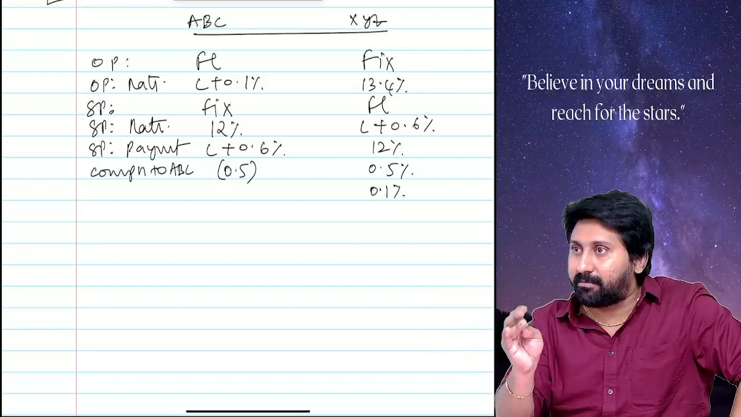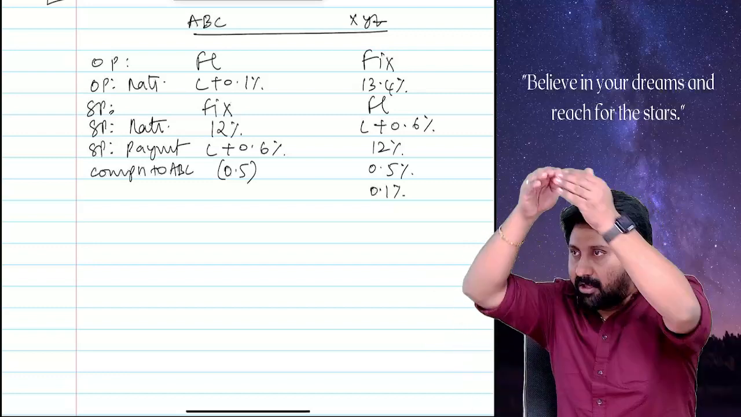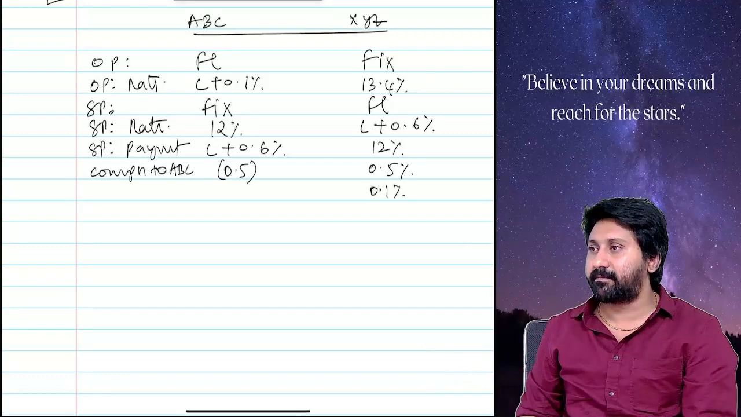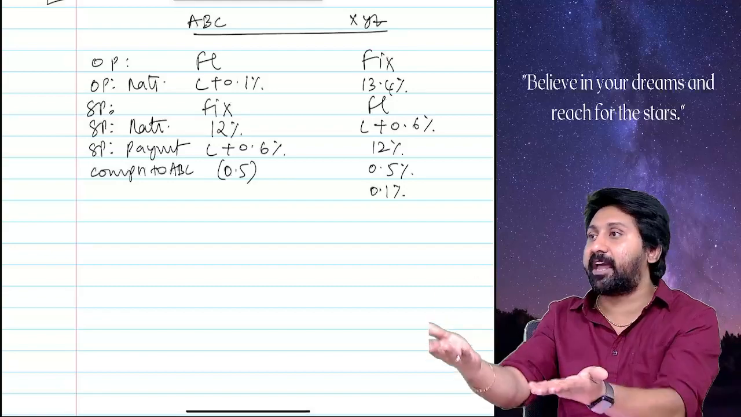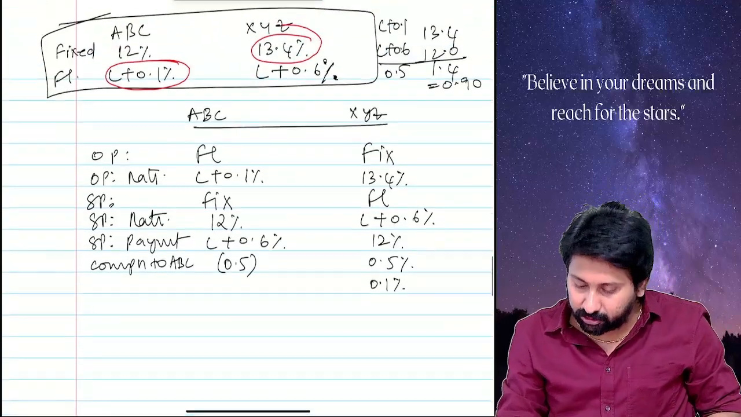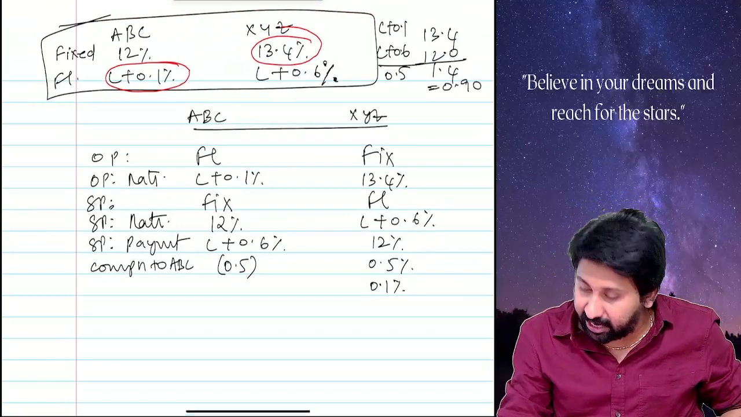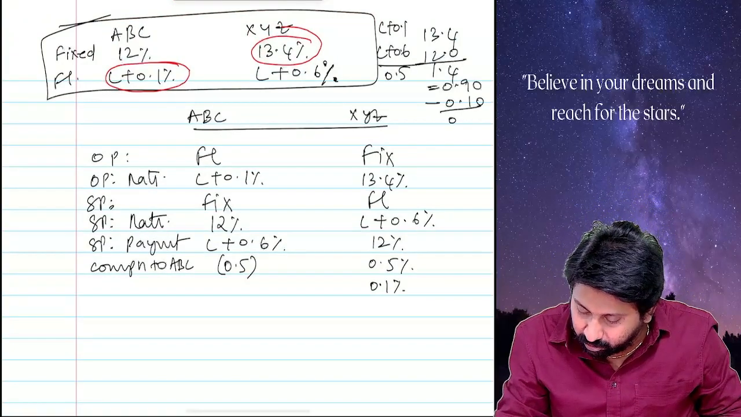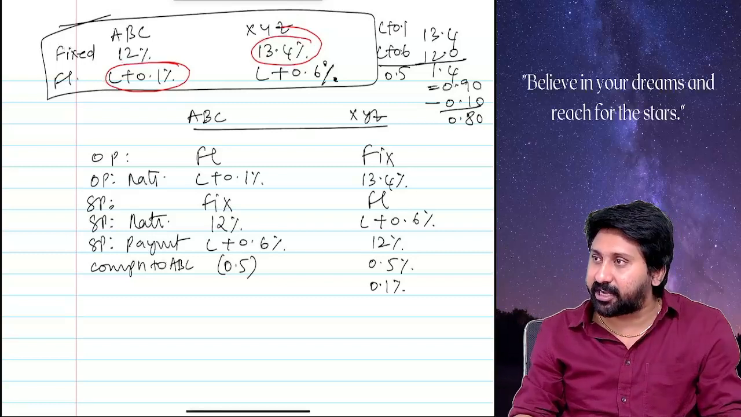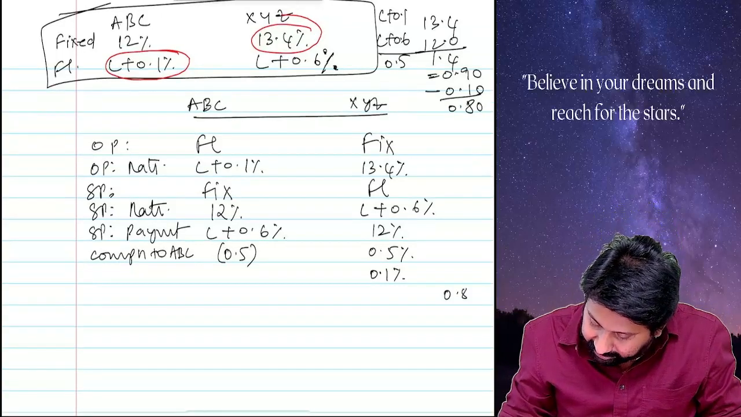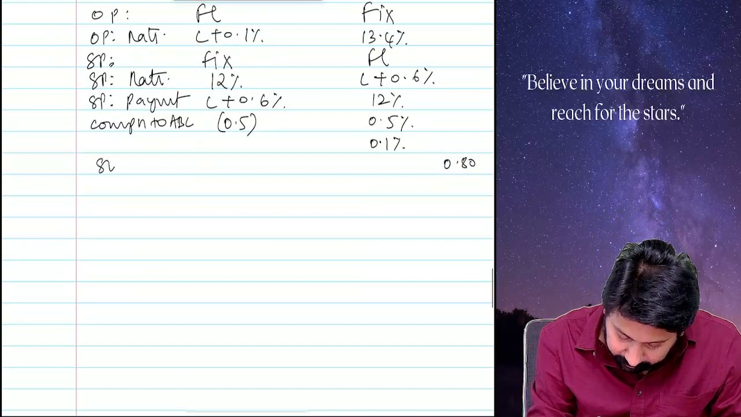0.1 should be borne by ABC and XYZ, both. Therefore, from both amounts, you reduce that 0.1. Balance is only available for sharing. Clear? So tell me, 1.4 minus 0.5, 0.9 minus 0.1, only how much? 0.8. Now did you understand the sharing? So tell me, 0.80 will be shared among sharing.